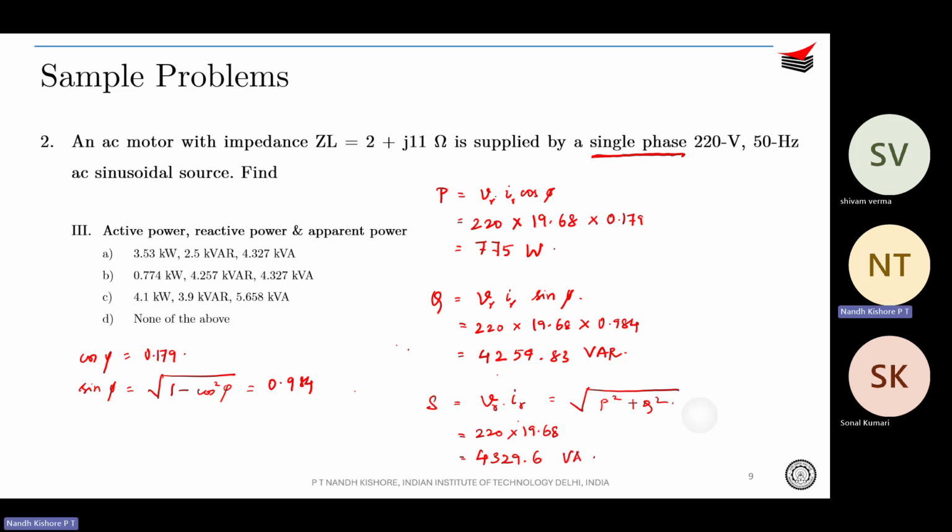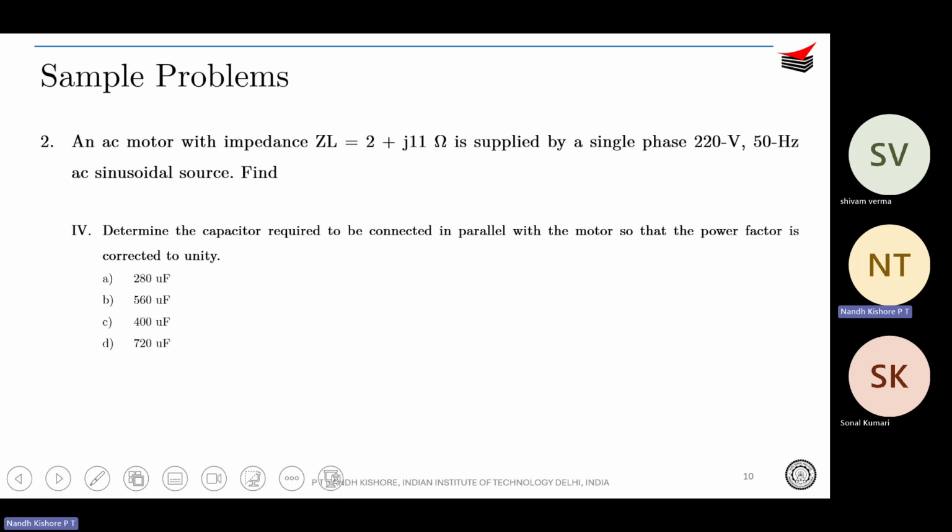Okay, so I think the option is B, right? 774 watts, then 4259 VAR and 4329.6 VA. Okay, again, pretty simple, VI cos phi, and it's a single phase, so easy peasy. Okay, the final question is the interesting part.